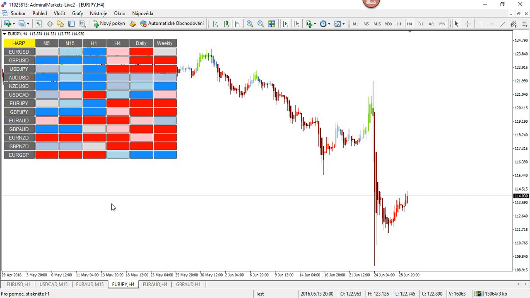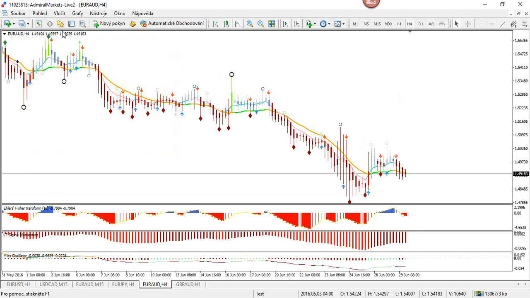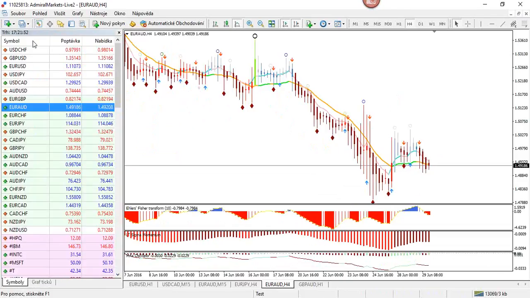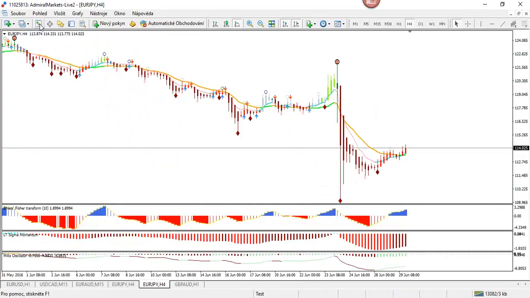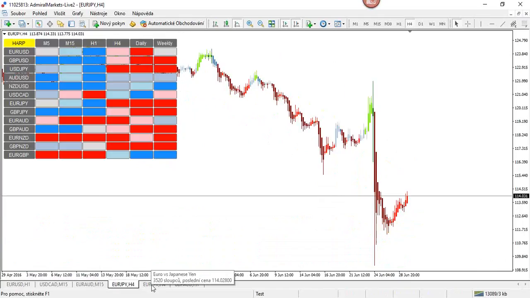Let's take a look at, for instance, the euro yen perhaps. Alrighty. Now, the euro yen is downtrends weekly, daily, 4 hour.